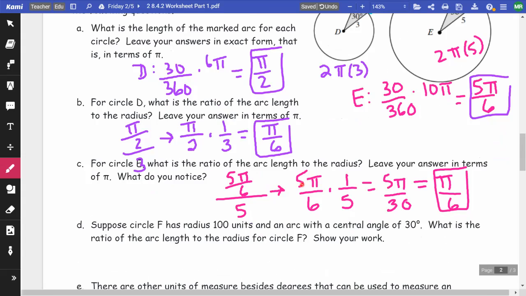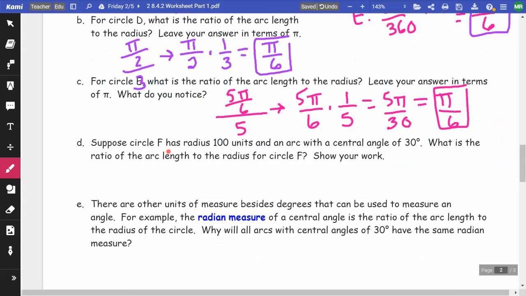They're both pi over 6. So it says, suppose circle F has radius 100 units and an arc with a central angle of 30. What is the ratio of the arc length to the radius for circle F? Show your work. Okay, so in this case, I have a radius of 100. So that means my circumference would be basically 200 pi, because I have to double my radius times pi. The part that I have is, again, all of these are 30 out of 360 times 200 pi. And when I do that math, 30 times 200, dividing by 360, I'm leaving the pi out every time. So I got a decimal. I'm going to change it to a fraction. And I ended up with 50 pi thirds.